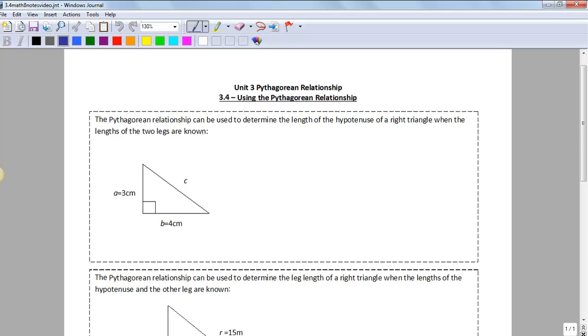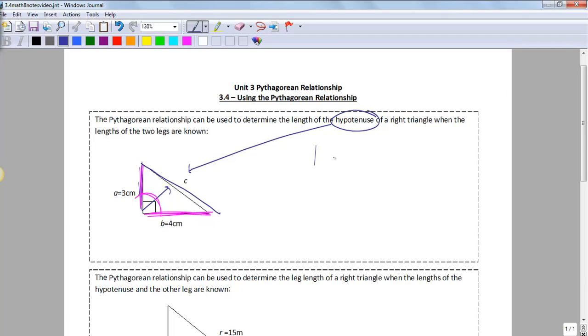The Pythagorean relationship can be used to determine the length of the hypotenuse. So remember, hypotenuse is always the long side across from the 90 degrees, right? So to determine the length of the hypotenuse of the right angle triangle, the two legs are known. The legs, we'll put them in a different color, just a reminder, are the shorter ones that go on both sides of the right angle. So let's see if we can find the length of C.